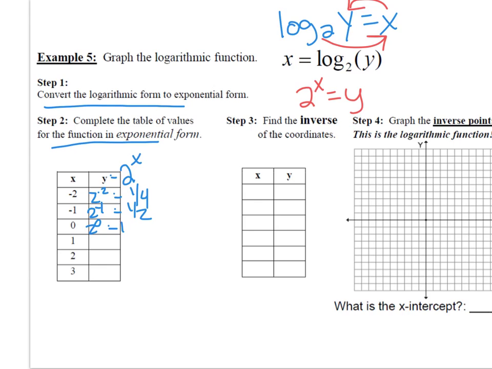When x is 1, I would just have 2. When x is 2, I would have 4. And when x was 3, I would have 8. Okay, so I did that.